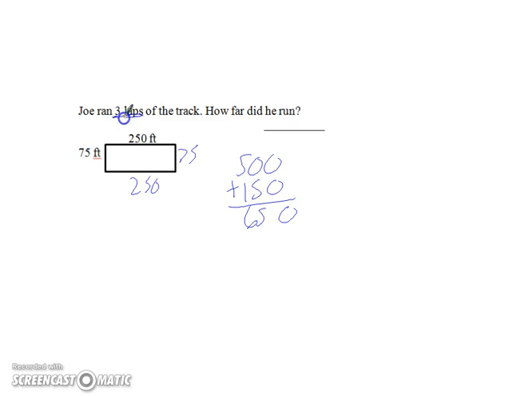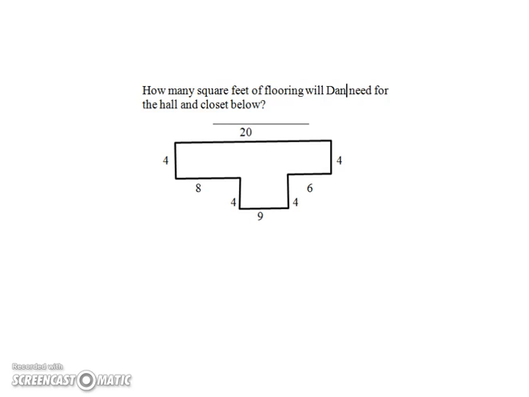But reading carefully, I noticed it says he ran 3 laps. So I'm going to do 650 times 3, and end up with 1,950 feet. Don't forget to read the entire question.